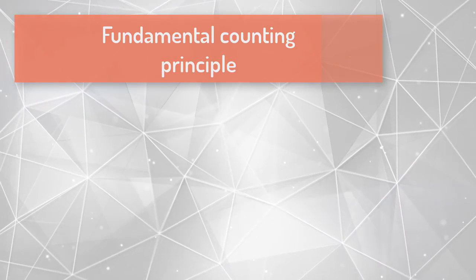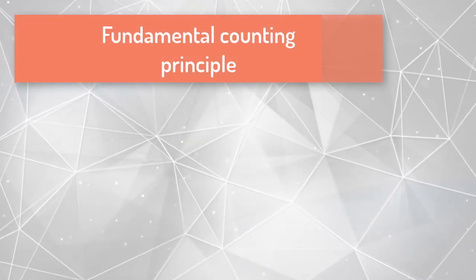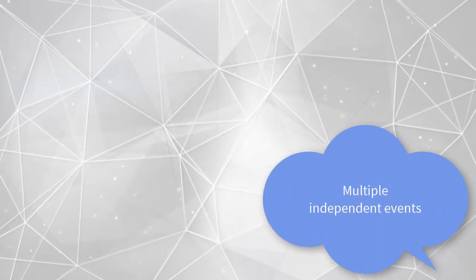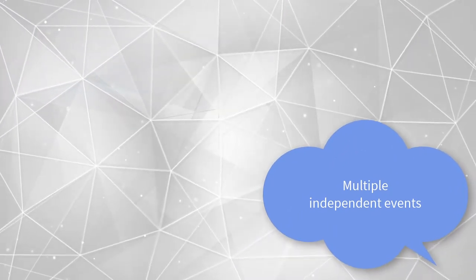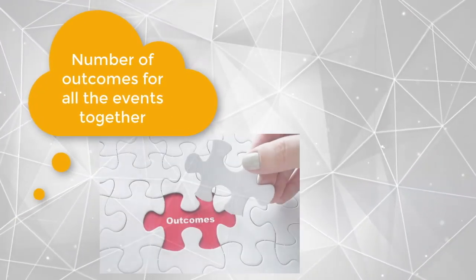Technique number 1, the fundamental counting principle. We use this when there are multiple independent events, each with their own outcomes, and we want to know how many outcomes there are for all the events together.